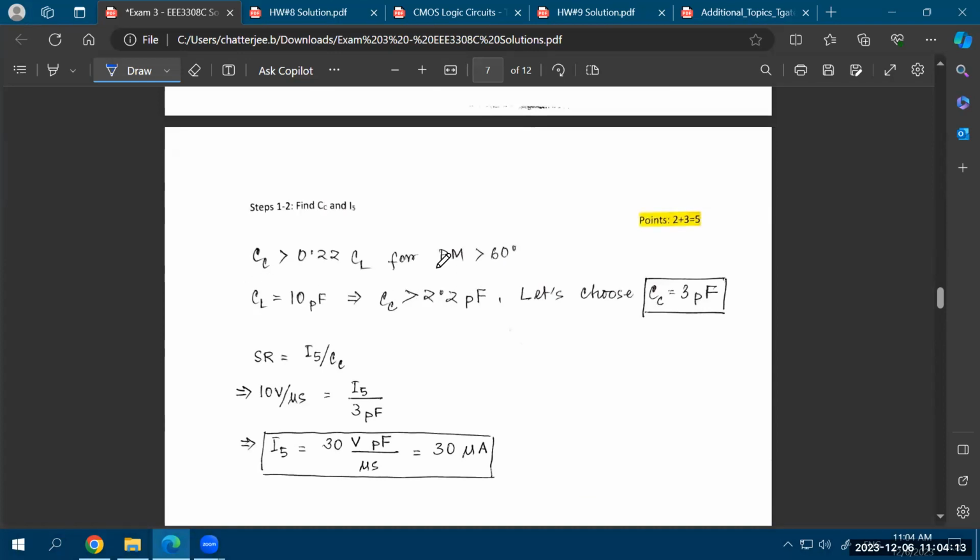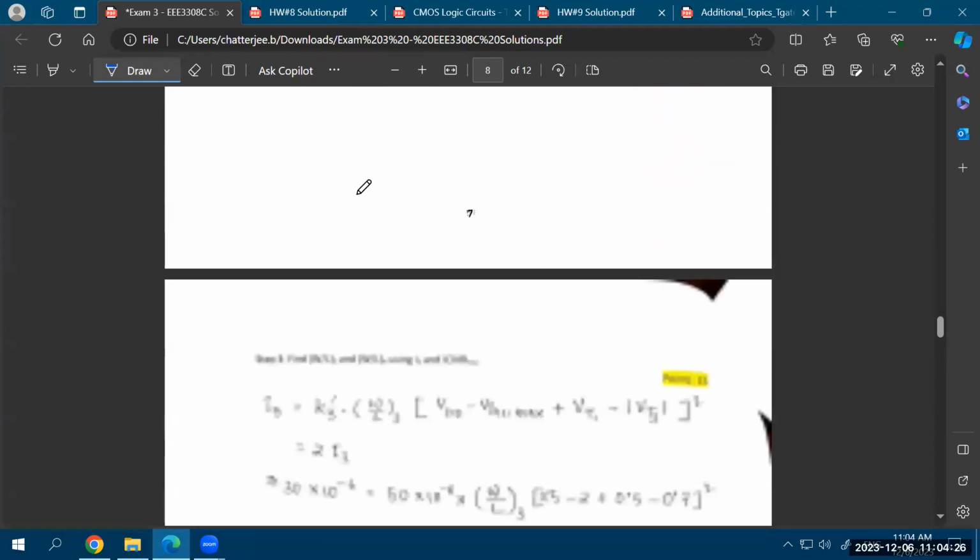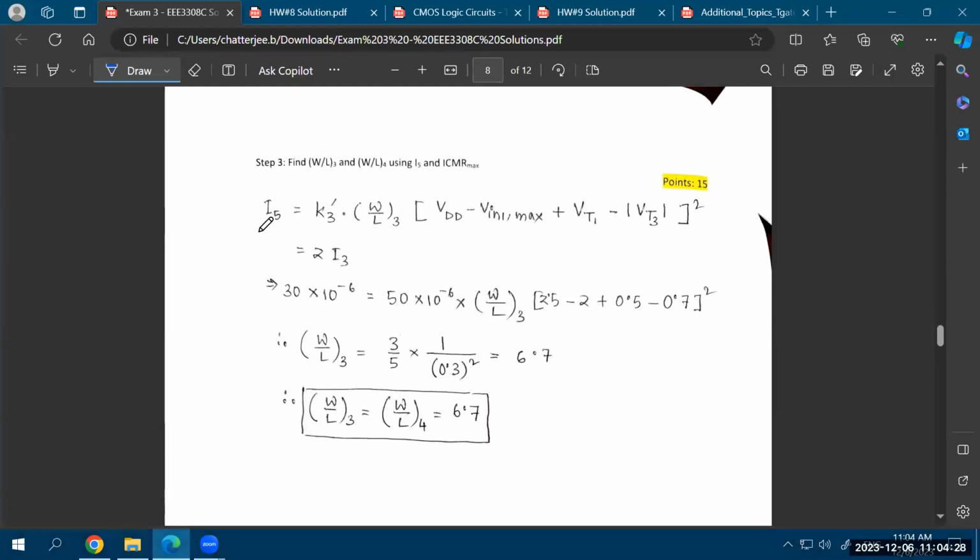Just like you did for homework number 8, you can find out what your CC is, what your I5 is, and I have given the steps as well. This is the step-by-step solution that you should do for this problem. So find out CC, find out I5, find out what would be your W over L of 3 and W over L of 4 using I5 and the ICMR max value. Again, just like your homework number 8.